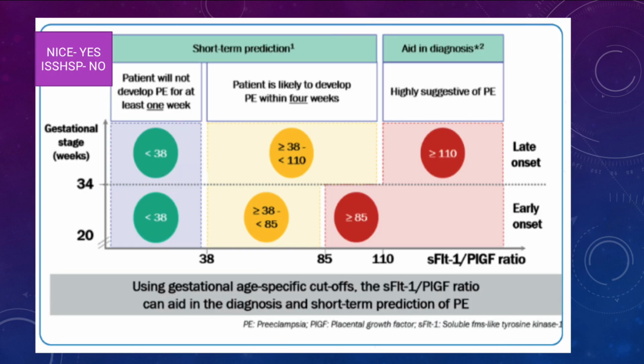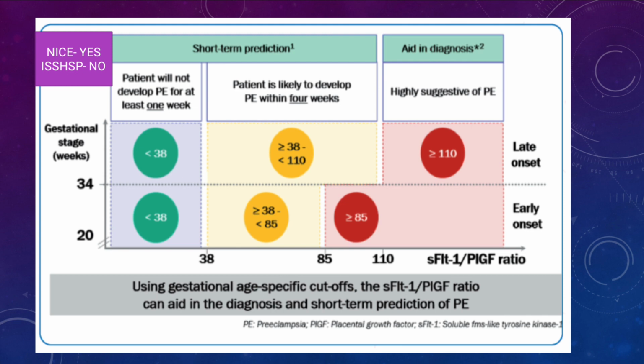NICE is telling you to go for the PlGF and sFLT ratio, and ISSHP is denying. There is no specific cutoff of sFLT that can aid diagnosis or prediction. For prediction and diagnosis of preeclampsia, at 20 to 34 weeks gestational age, if the ratio is less than 38, the patient will not develop preeclampsia for at least 1 week. If it is 38 to 85, it will develop within 4 weeks. If it is more than 85, highly suggestive.